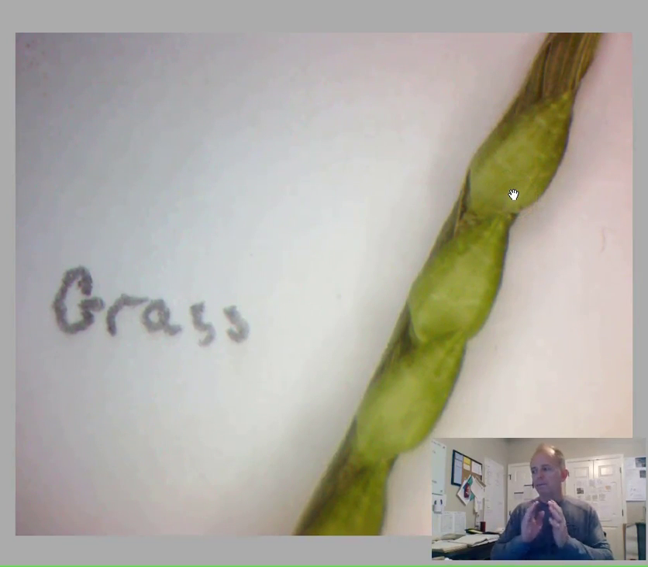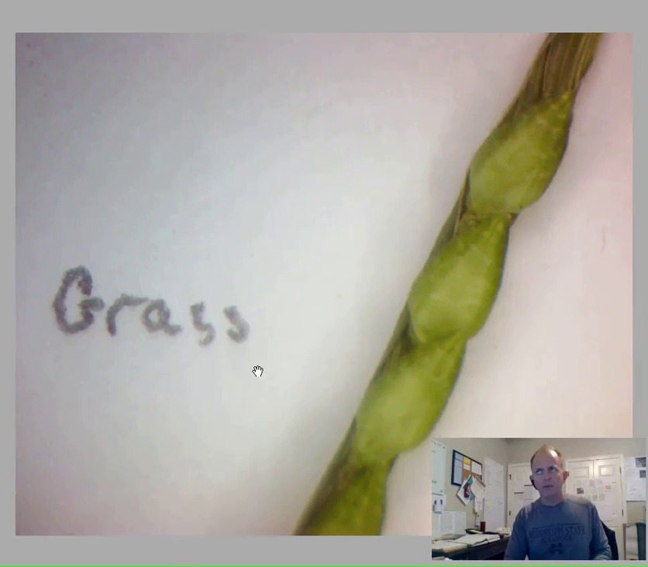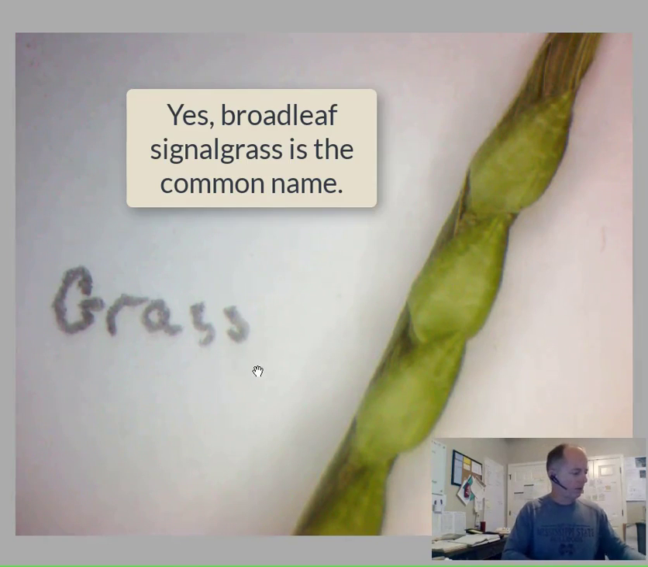If you'll recall, in the grasses we would have a glume, and then a lemma, and then a palea. Sometimes one or more of those things are missing in a particular species of grass, so it's important to be on the lookout for when you're working through an identification key to determine the specific identity of a grass. This is from a flowering spike from a grass, I think broadleaf signalgrass was the common name of this one.